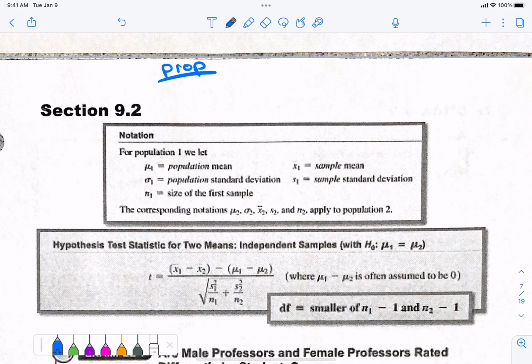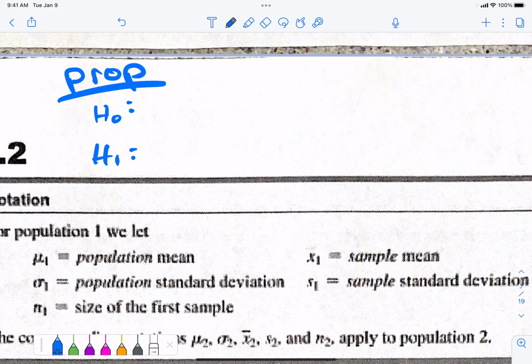So when we were setting up proportion, H0 and H1, here's how this works. For proportion, what was the variable that we used? P. So we would say like P1 equals P2, and then H1 would either be not equal to, less than, or greater than P2, right? That's what we would do for proportion, okay?